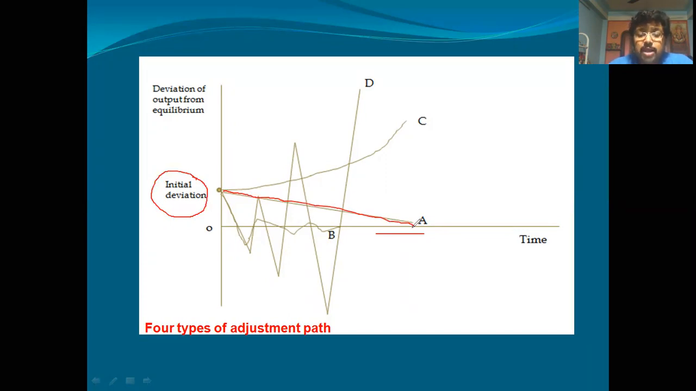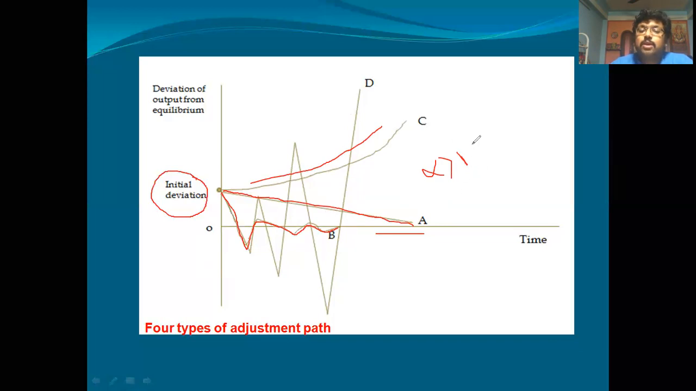If alpha lies between 0 and -1, that is values like -0.5, -0.6, -0.7, -0.9, then there is an oscillation, but it is stable. Now, if alpha is greater than one, then there is an explosive and monotonic adjustment. It is continuously rising upward, and there is explosiveness. So it will never come to the equilibrium path.